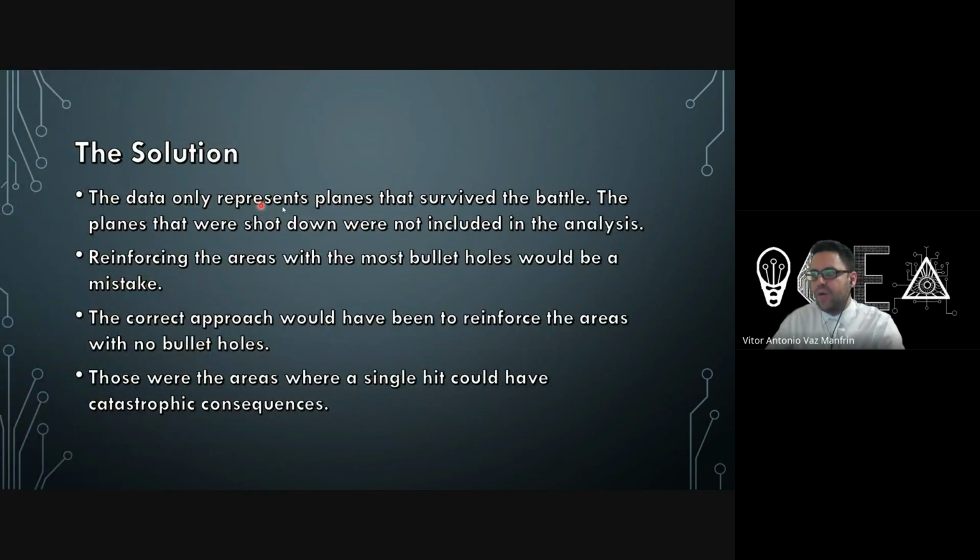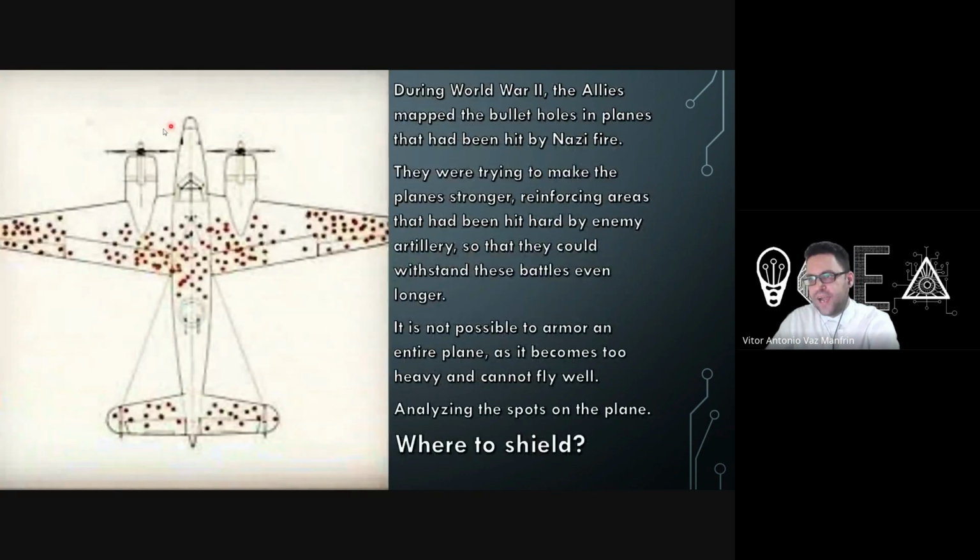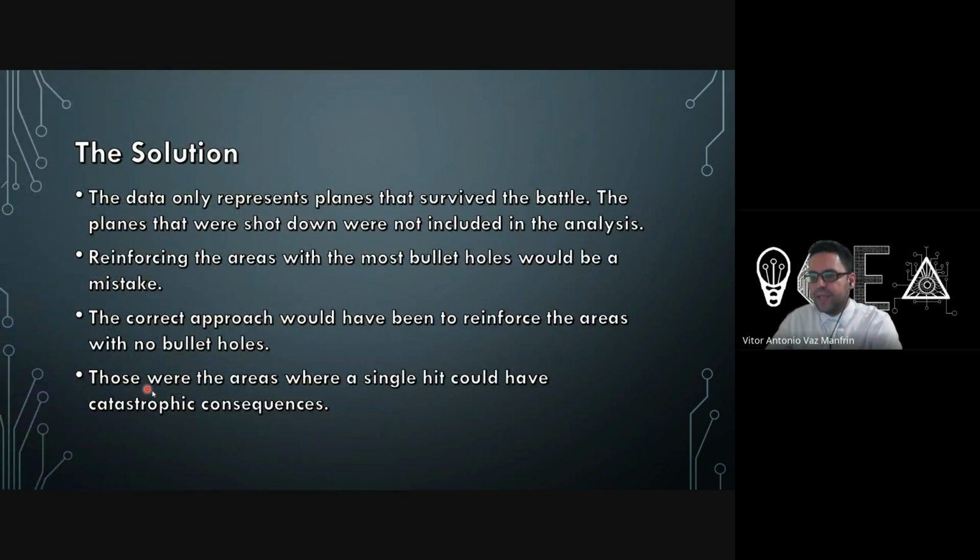The solution: the data only represents the planes that survived the battle. The planes that were shot down were not included in this analysis. Reinforcing the areas with the most bullet holes would be a mistake. The correct approach would have been to reinforce the areas with no bullet holes, like the area of the motor, the part here of the airplane where the pilot sits, and the part in the middle of the airplane. Those are areas where a single hit could have catastrophic consequences.